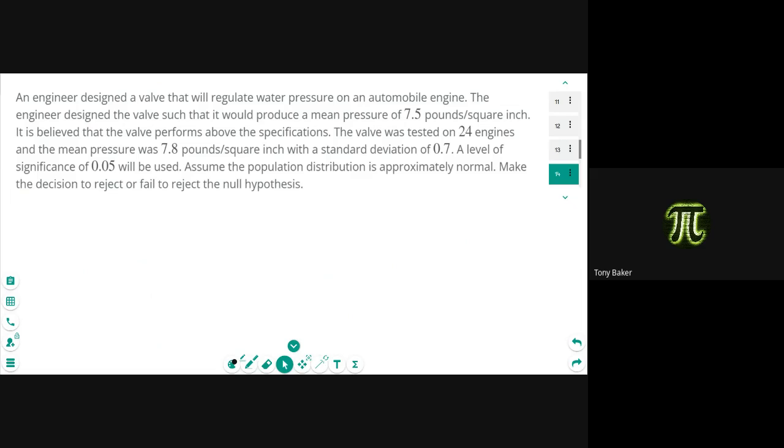So design a valve such that it will produce a mean pressure of 7.5. They want to know if the valve performs above. The valve was tested on 24 engines. The mean pressure was 7.8 pounds with a standard deviation of 0.7. A level of significance of 0.05 will be used.